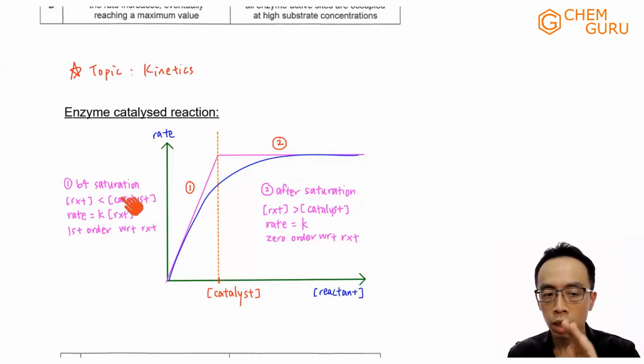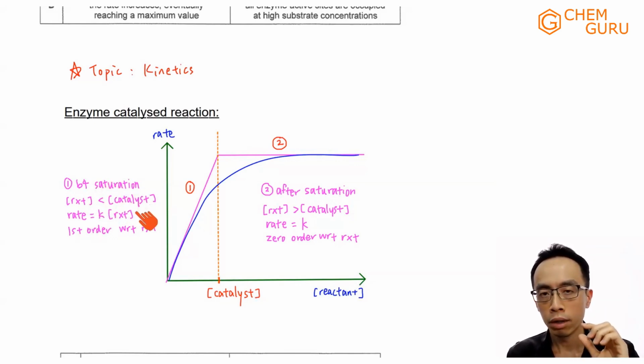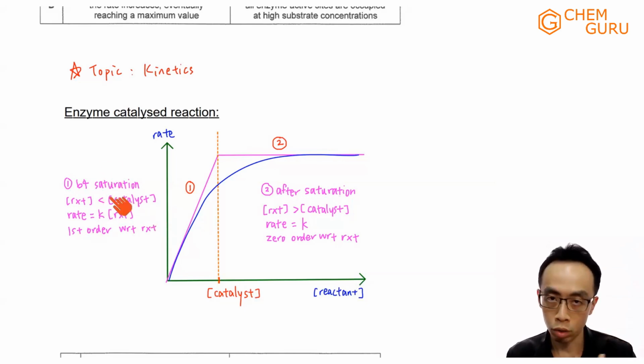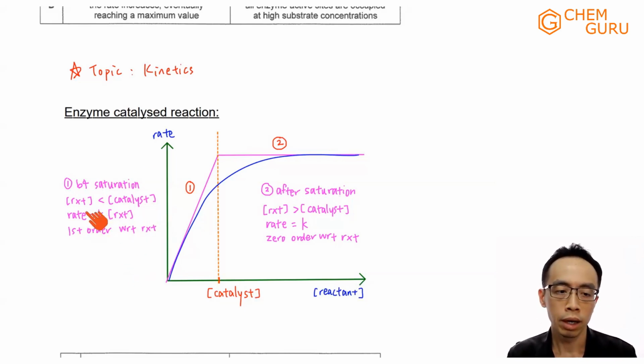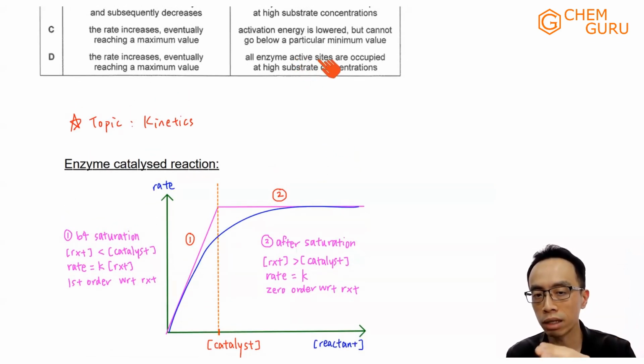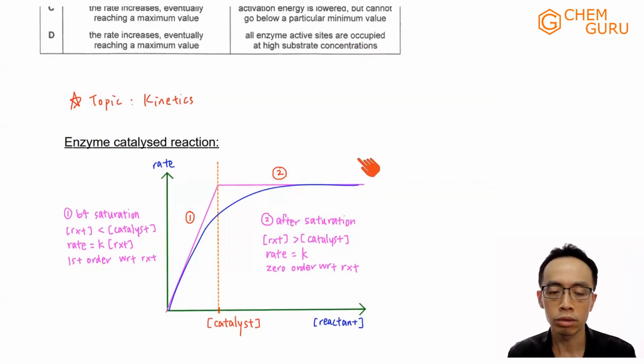So this is the first portion before saturation, where the concentration of the reactant is smaller than the concentration of the catalyst, or the concentration for the substrate is lower than the concentration for my enzyme. It's going to be a first order reaction, and the rate will be equals to k[reactant], or my substrate. But eventually, we're going to max out all my enzymes, and all the catalyst is going to be fully utilized, which is mentioned here. All the enzyme active sites are occupied at higher concentration.